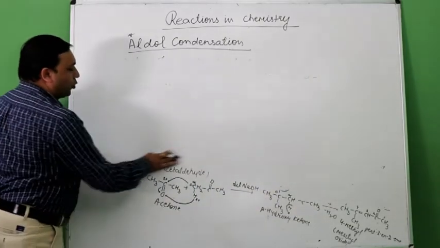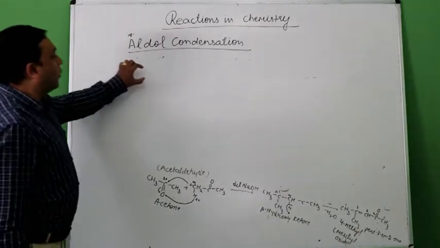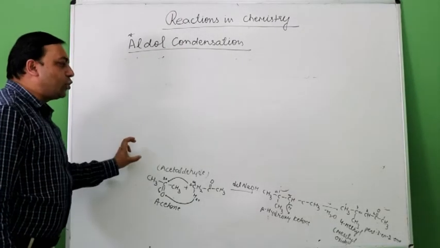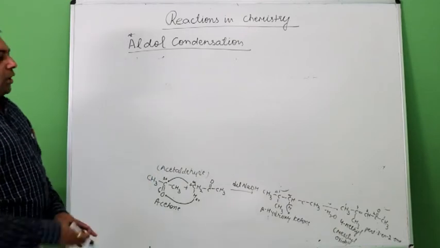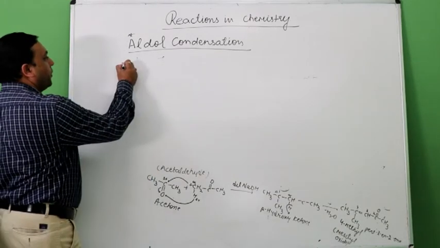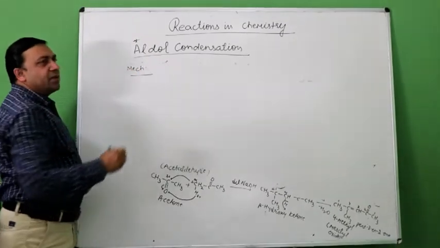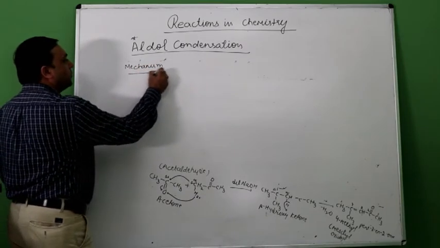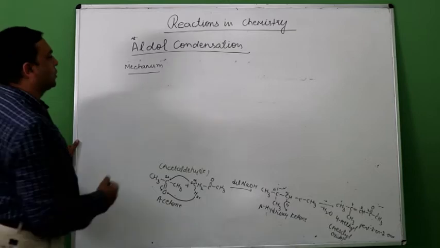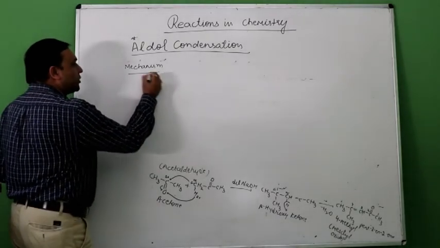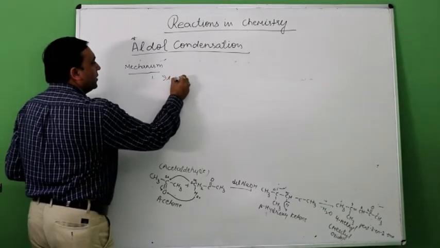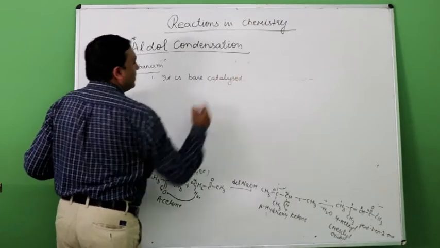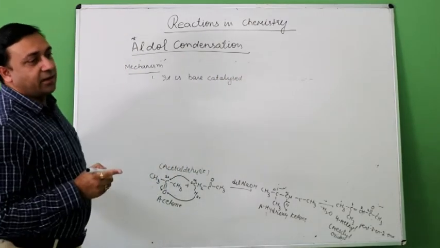So the first step is to remove the alpha H by the base. This H is slightly ionizable. It is acidic because the carbanion formed after its removal is stabilized due to resonance. Since it is stabilized due to resonance, it can easily be removed. We require a weak base. In presence of a weak base, there is abstraction of this hydrogen to form a carbanion. This carbanion is stabilized due to resonance, and this is the resonance hybrid.